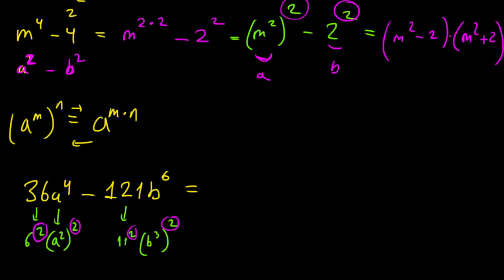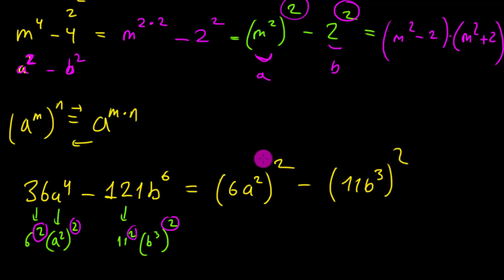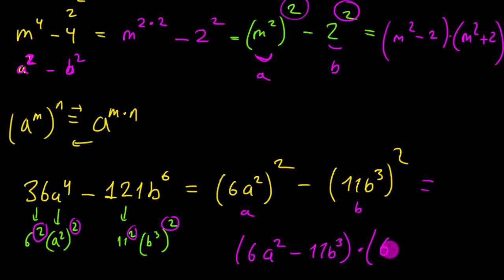And then we can write this one as 6a squared to the power of 2 minus 11b to the power of 3 squared. So this would be like a, this would be like b. Then what do we have? 6a squared minus 11b cubed times 6a squared plus 11b cubed. Okay, that's your answer.